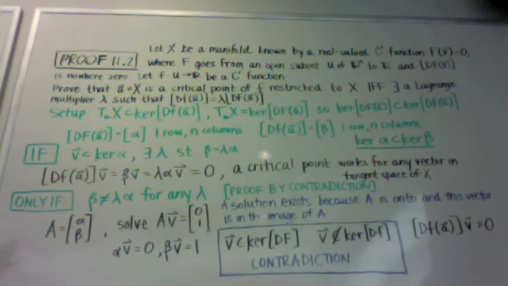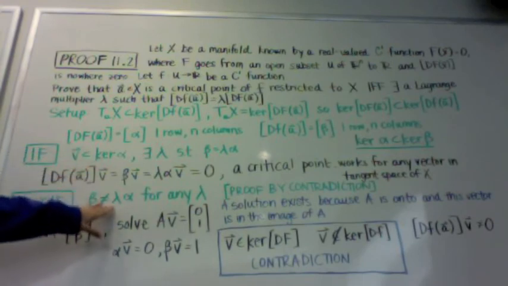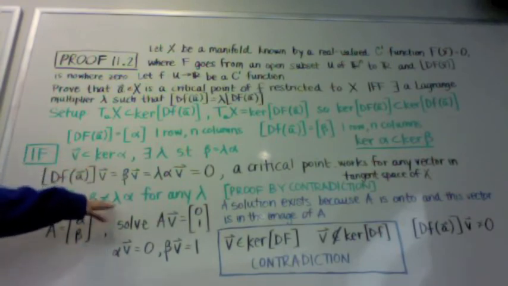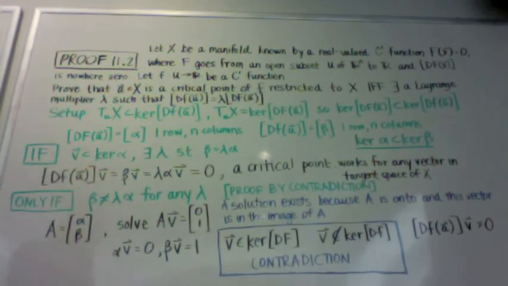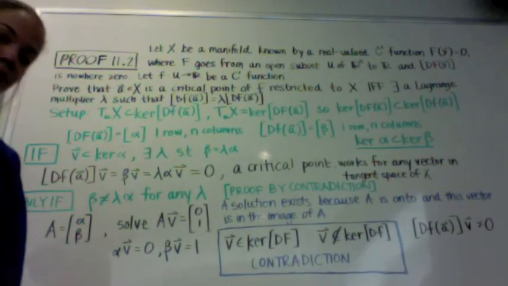So we've now shown both the if direction and the only if direction. With this Lagrange multiplier, we have a critical point. Without this Lagrange multiplier, we never have a critical point, and that's the entirety of proof 11.2.